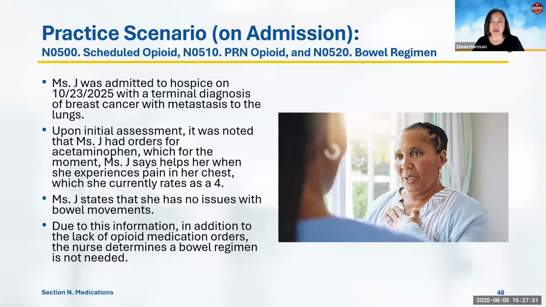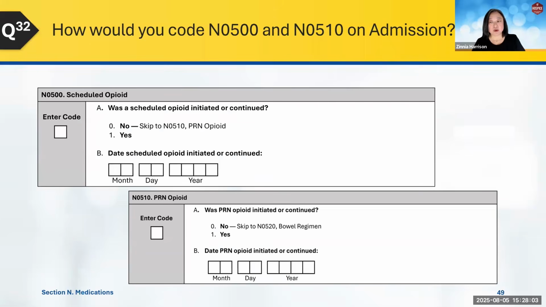So Miss J was admitted to hospice on October 23rd, 2025, with a terminal diagnosis of breast cancer with metastasis to the lungs. Upon initial assessment, it was noted that she had orders for acetaminophen, which helps her when she experiences pain in her chest, currently rated as 4 out of 10. She doesn't have issues with bowel movements. Due to this information, in addition to the lack of opioid medication orders, the nurse determines a bowel regimen is not needed. So how would you code scheduled opioid and PRN?